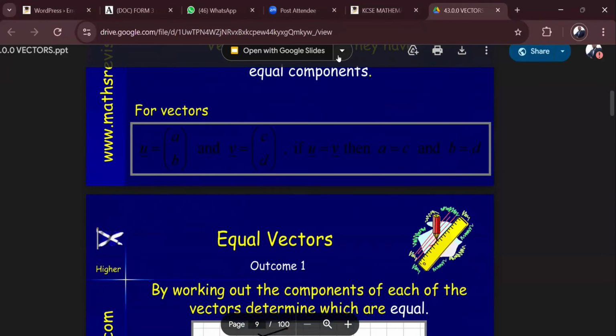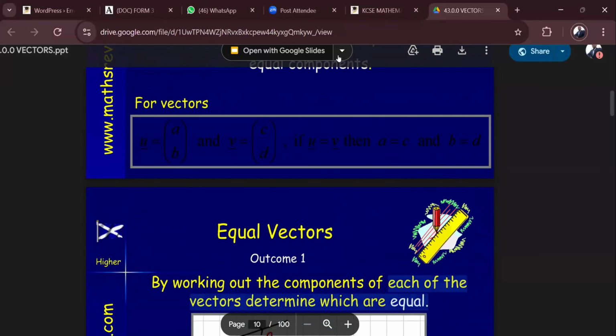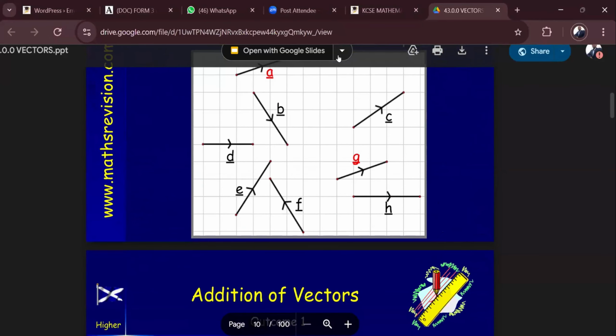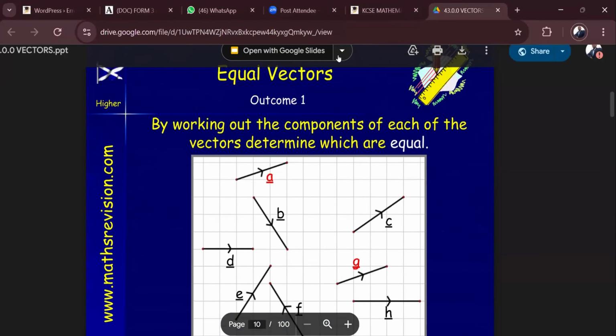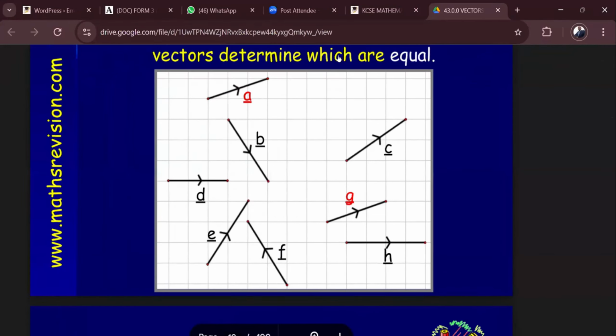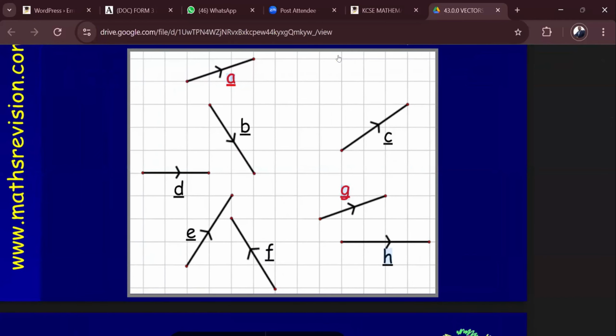Equal vectors: vectors qualify to be equal if the components are the same. The direction has to be the same, and the size or the magnitude has also to be the same. So in our case here, tell me which two vectors here are equal. Which vectors are equal in these examples we have here? You can raise up your hand, and I'll give you a chance to explain.